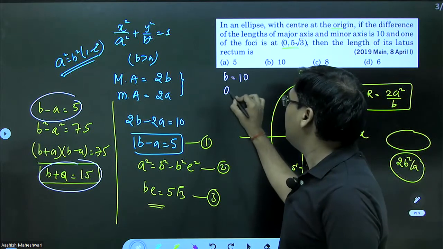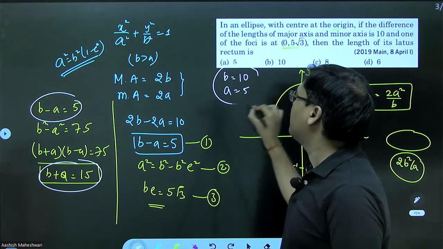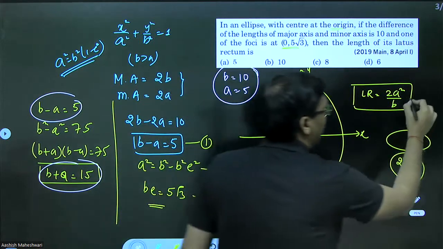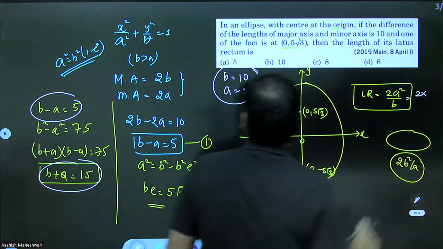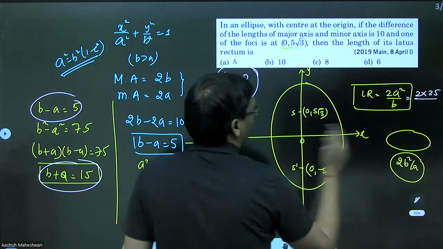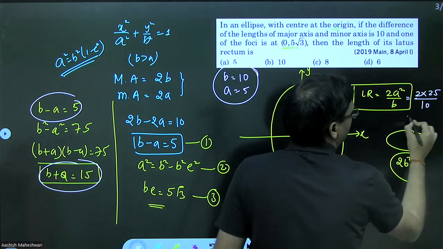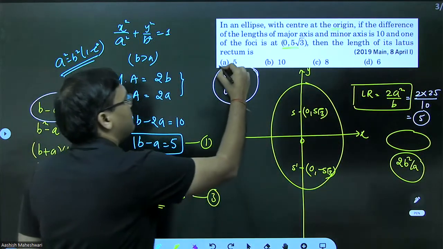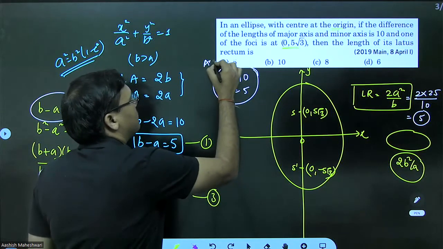So what will be the value of A? A is equal to 5. So the question was, what is the latus rectum? Latus rectum, I can put this value. This is 2A square. What is A square? 25 by B square. What is B? This is 10. So what is the answer? This is equal to 5. So you can check option A is the answer for this question.